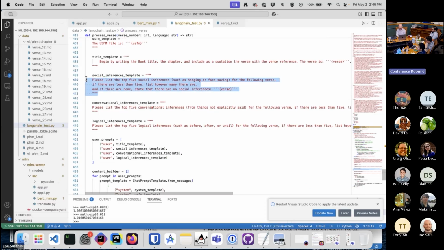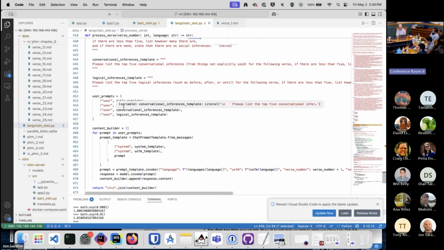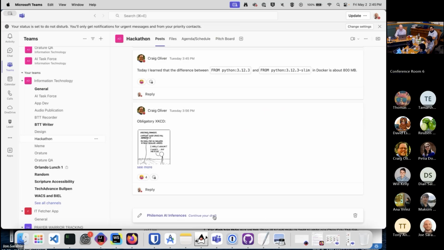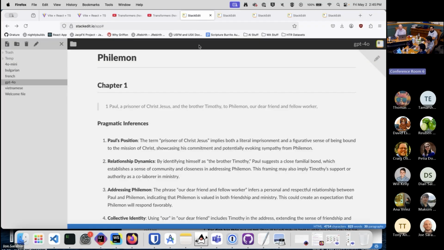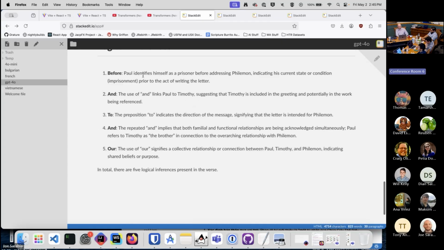We're asking it for the top 5 social inferences, and he gave the example of hedging or face saving. We asked for the top 5 conversational inferences and the top 5 logical inferences. Then we're able to just iterate over every verse, execute all of these, and compile it into Markdown. I'm going to share that in the chat for you all, but then also look at what we got back for just verse 1. Here I have it in GPT 4.0. So we have the pragmatic inferences, social inferences, conversational inferences, and logical inferences.